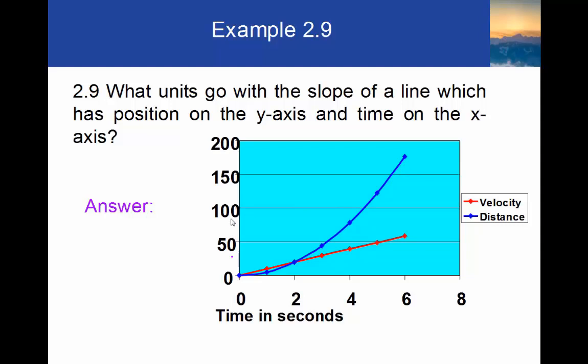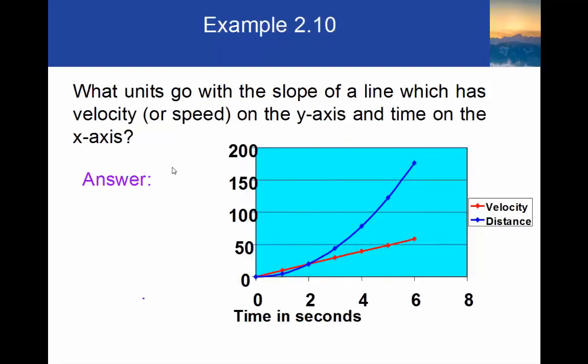To find the slope, you always take the rise, you divide by the run. So if the rise is a distance or a position and the run is a time, seconds, then the slope of that has to be distance or meters divided by time, seconds. So the slope would be meters per second. On a similar vein, if you want to have velocity or speed on this axis and time on the x-axis, then the slope is going to be meters per second divided by seconds, which would be meters per second squared.